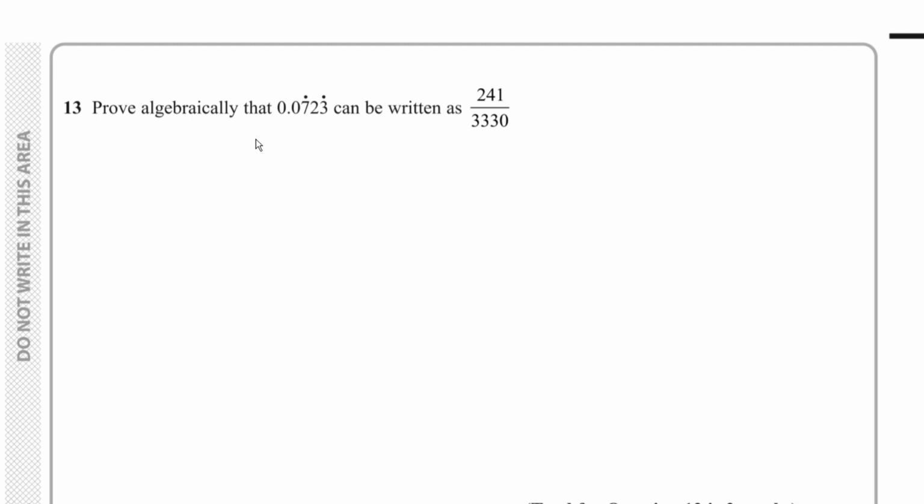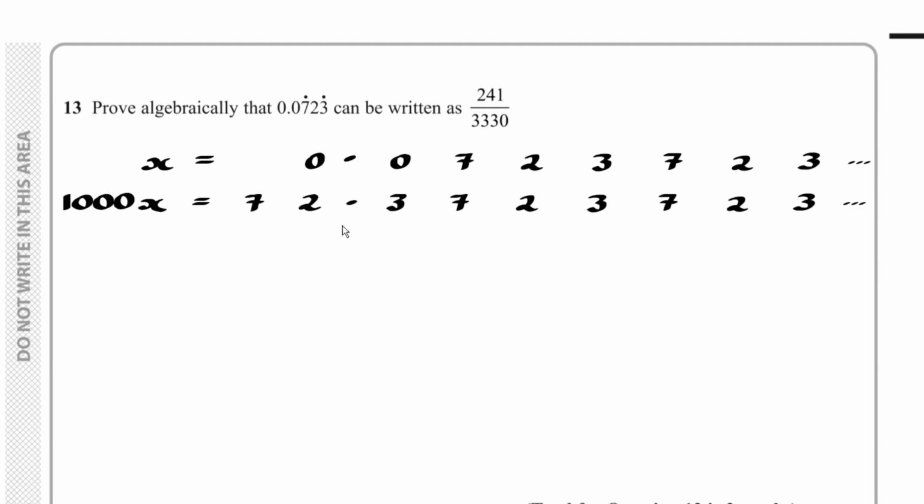Question number 13. Prove algebraically that 0.0723 recurring can be written as 241 over 3330. The first thing we'll do is we'll let x equal this 0.0723 recurring, which is 0.0723, 723, etc. So the digits 723 are being repeated. Now because we've got 3 digits being repeated, we need to multiply this by 1000, leaving us with 1000x equals 72.3, 723, 723, etc.